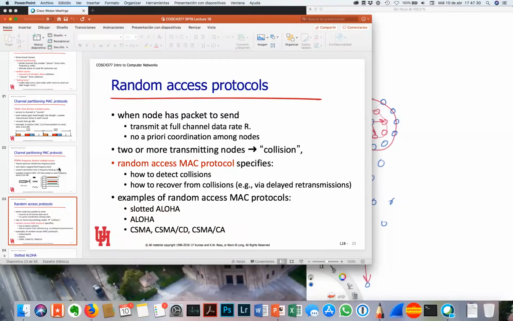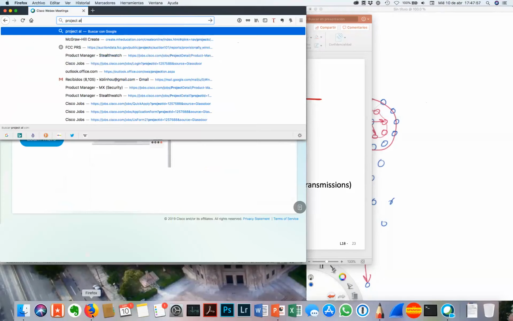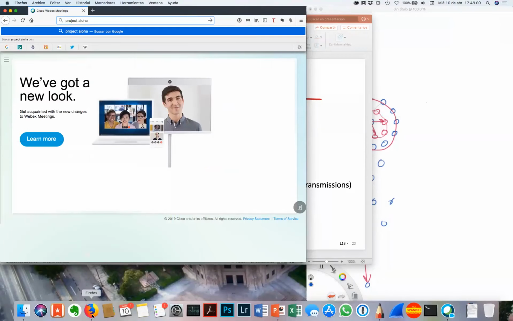And maybe they have a little courtesy time they're supposed to wait to give somebody else a chance, and then do it again. And you can send something at the full rate of the network. So you can get a huge file across quickly this way. If you do detect a collision, then you're going to have to recover from it. So the protocol specifies that. There's some good examples of this. One of them came from the University of Hawaii network, and it's called Project Aloha, and it's easy to find references to this out here.